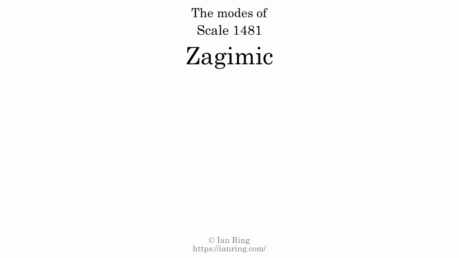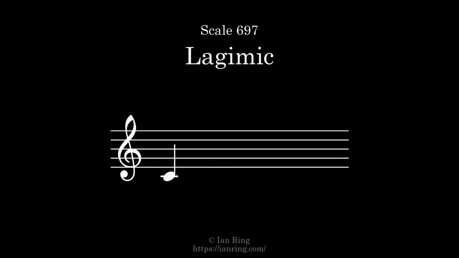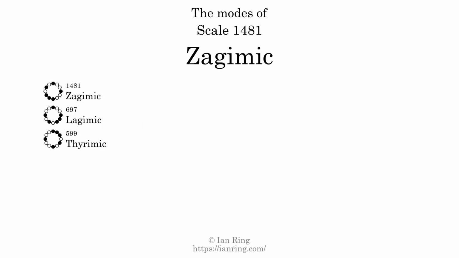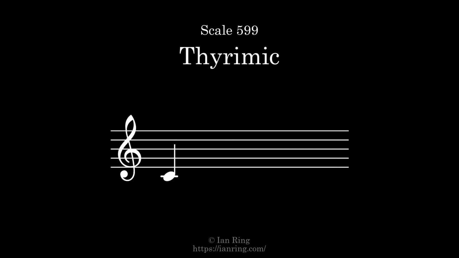This scale has 6 modes. The first mode is itself. The second mode is scale 697, also known as Zagimic. It sounds like this. The third mode is scale 599, also known as Zagimic. It sounds like this.